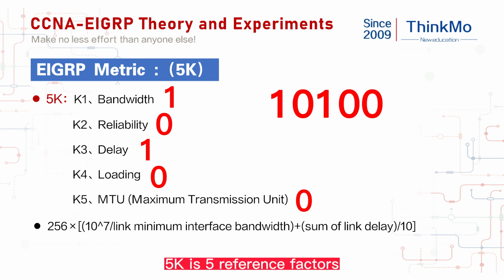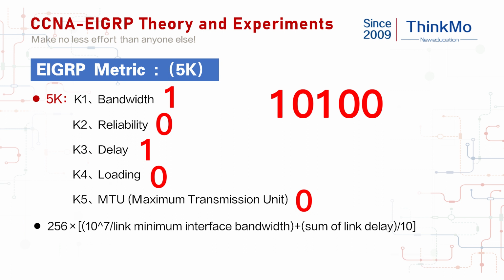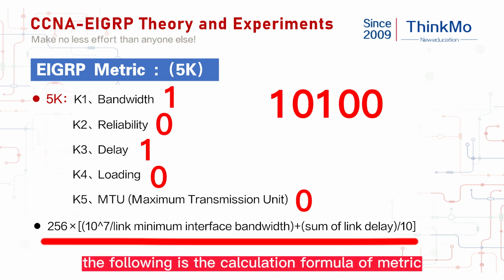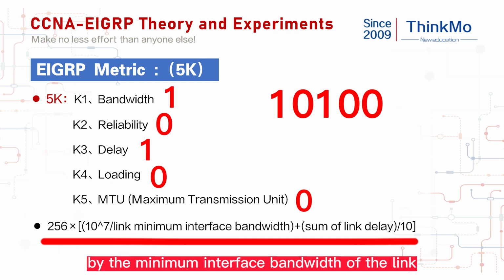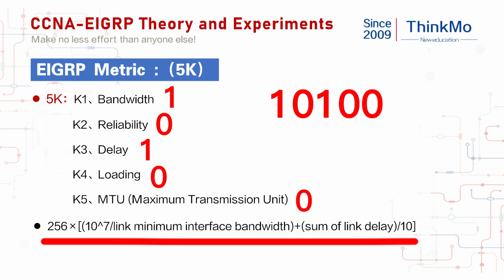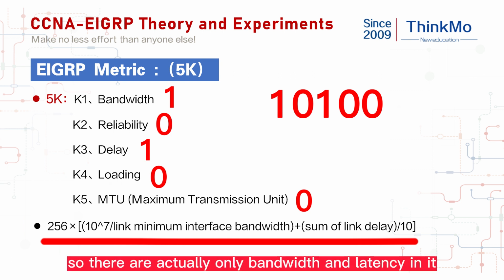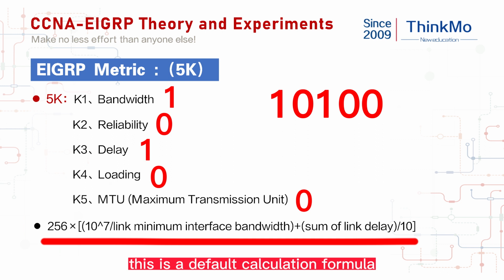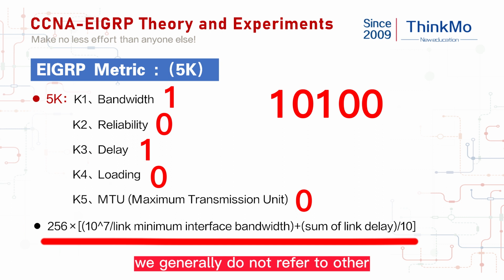5K is 5 reference factors, referring to the 5 values. By default, EIGRP only refers to bandwidth and delay. Others are not referenced. The following is the calculation formula of the metric. Everyone can take a look. 256 times 10 to the 7th power divided by the minimum interface bandwidth of the link, add the sum of link delays, and divide by 10. So there are actually only bandwidth and delay in it. This is the default calculation formula. Therefore, we generally do not refer to others.